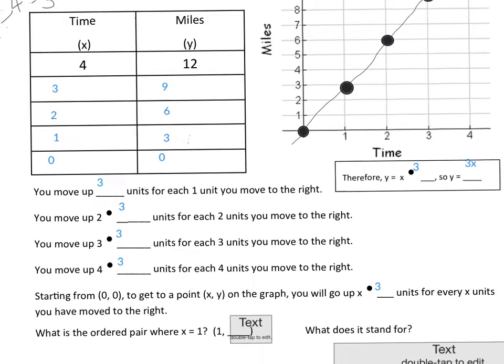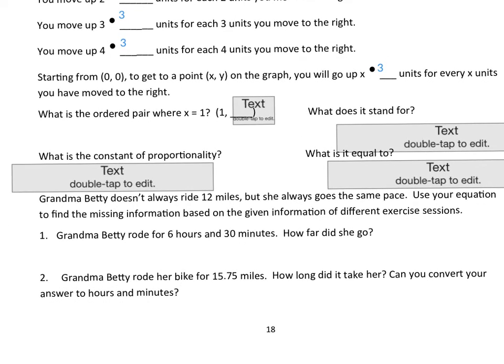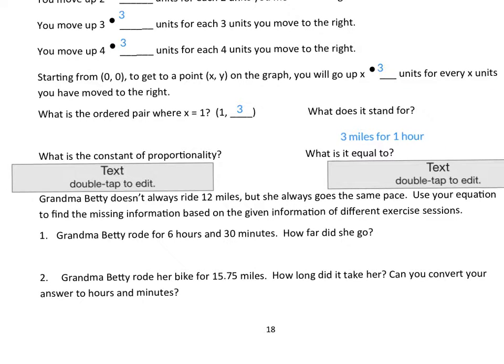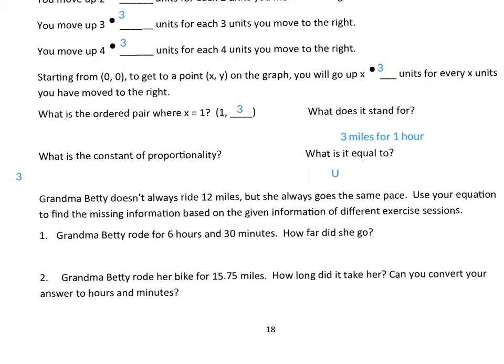So now, let's take a look at these questions we have down here. What is the ordered pair when x is 1? When x was 1, you went over 1, you went up what number? You went up to 3. What does it stand for? Well, it stands for 3 miles for 1 hour, because I went over 1 hour and I went up to 3 miles. The constant of proportionality in this case is going to be 3, because 3 is this number that keeps happening. And what is the constant of proportionality equal to? It is equal to the unit rate. Constant of proportionality is always equal to the unit rate.